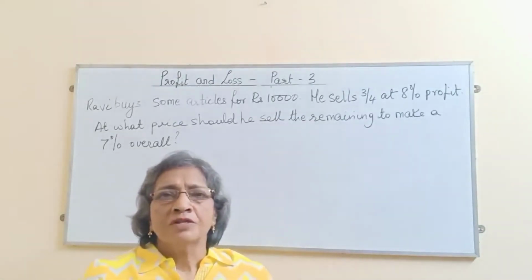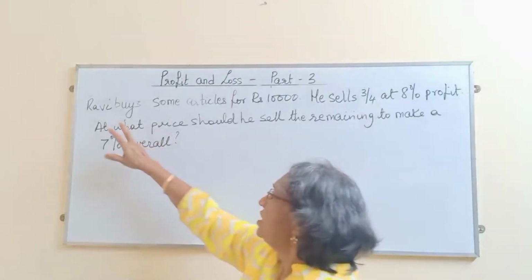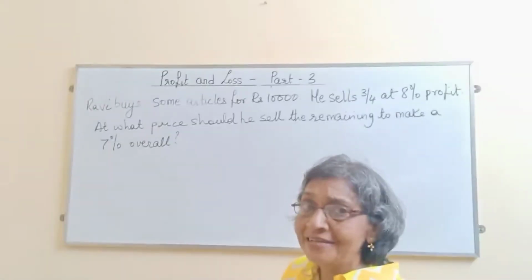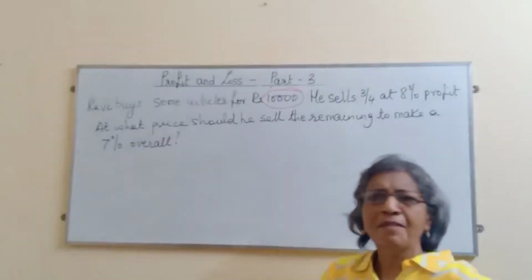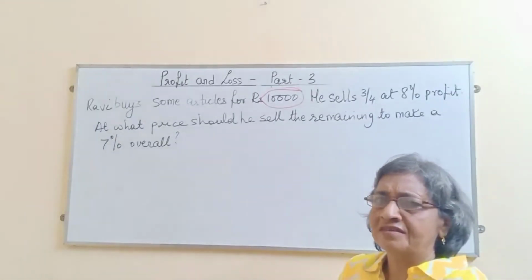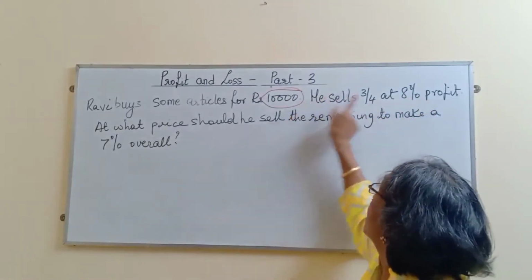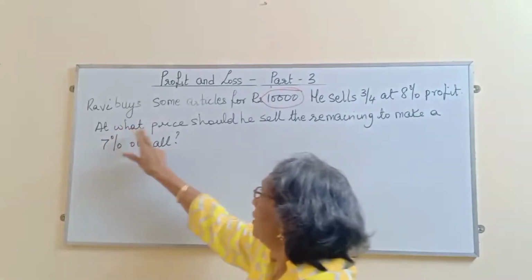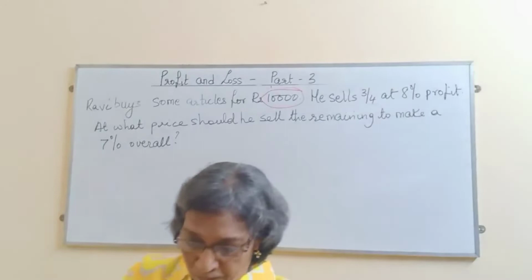Okay, so we come to the next sum. Now read the sum very carefully. Ravi buys some articles for rupees 10,000. So we don't know how many articles he has bought. Some articles he has bought for 10,000 rupees. That's all. Now he sells 3/4 of them at 8% profit. At what price should he sell the remaining to make a 7% overall profit?